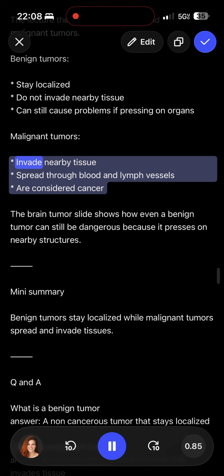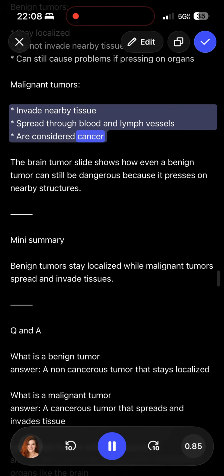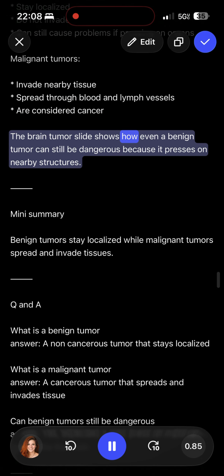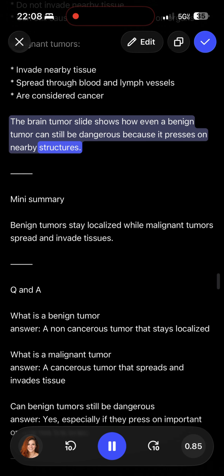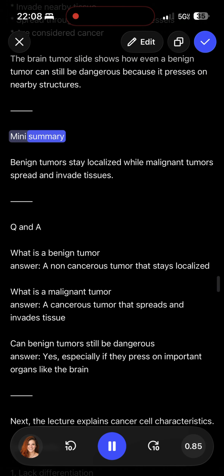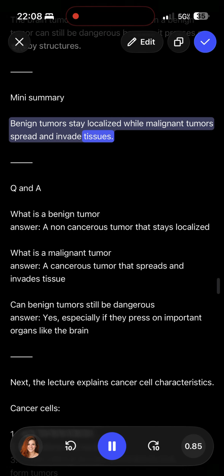Malignant tumors invade nearby tissue, spread through blood and lymph vessels, and are considered cancer. The brain tumor slide shows how even a benign tumor can still be dangerous because it presses on nearby structures. Mini summary. Benign tumors stay localized while malignant tumors spread and invade tissues.